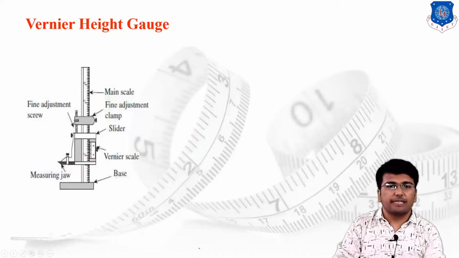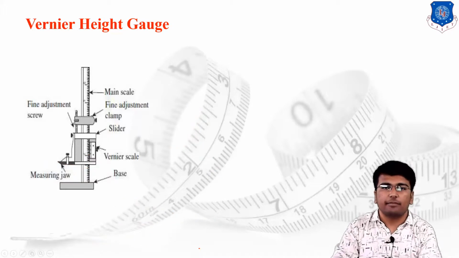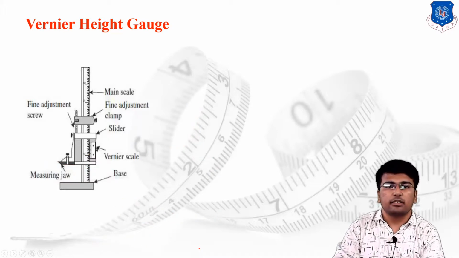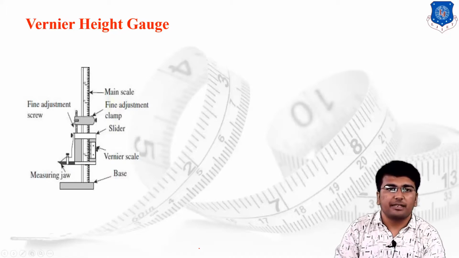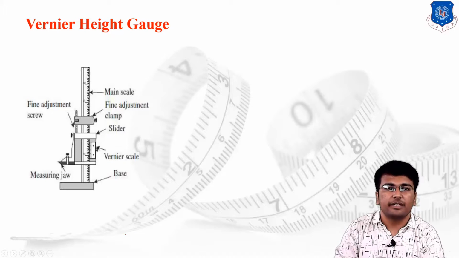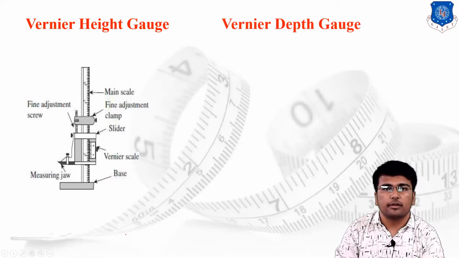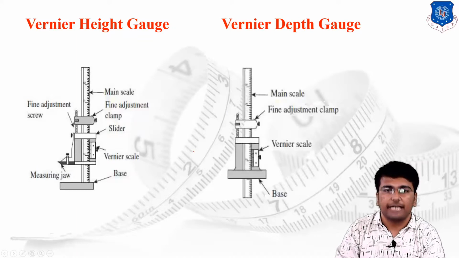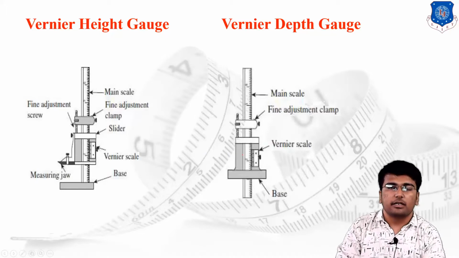So the concept of measurement is exactly the same as what we use for the vernier caliper, but if you have to find the height of the given workpiece, then the vernier height gauge is very useful. The next one is the vernier depth gauge. As the name suggests, the instrument which is useful for the measurement of depth is known as the depth gauge, vernier depth gauge.